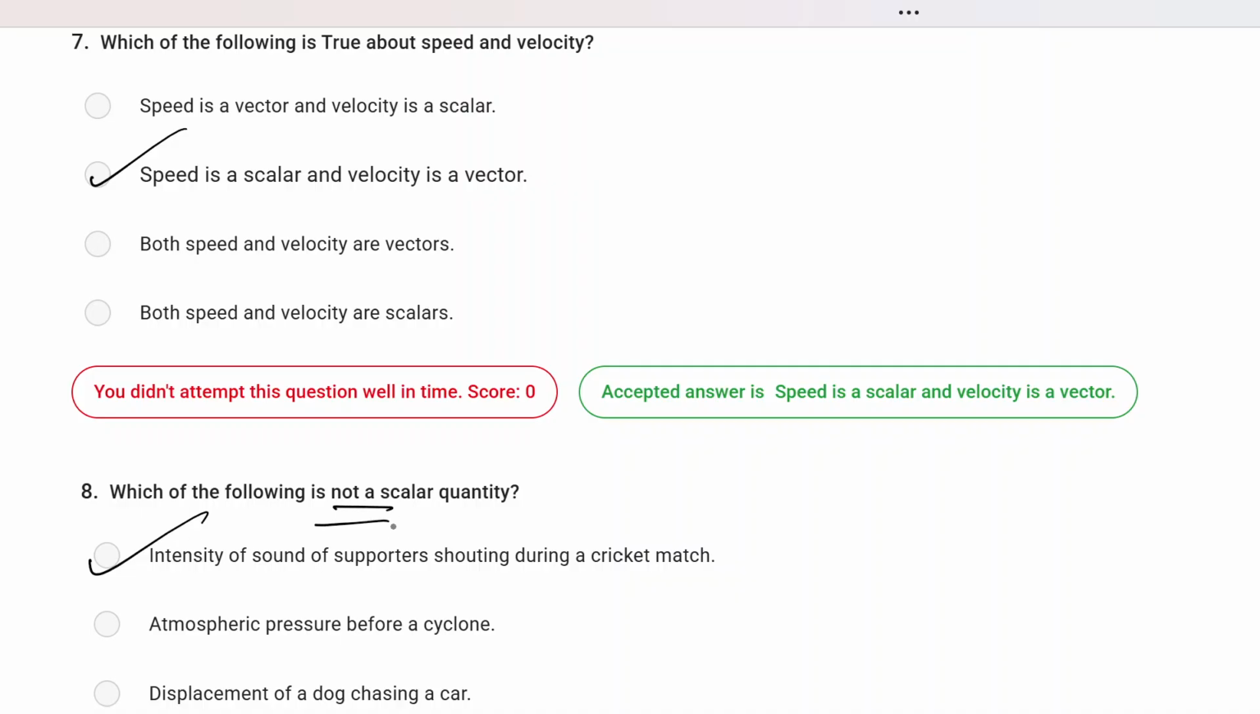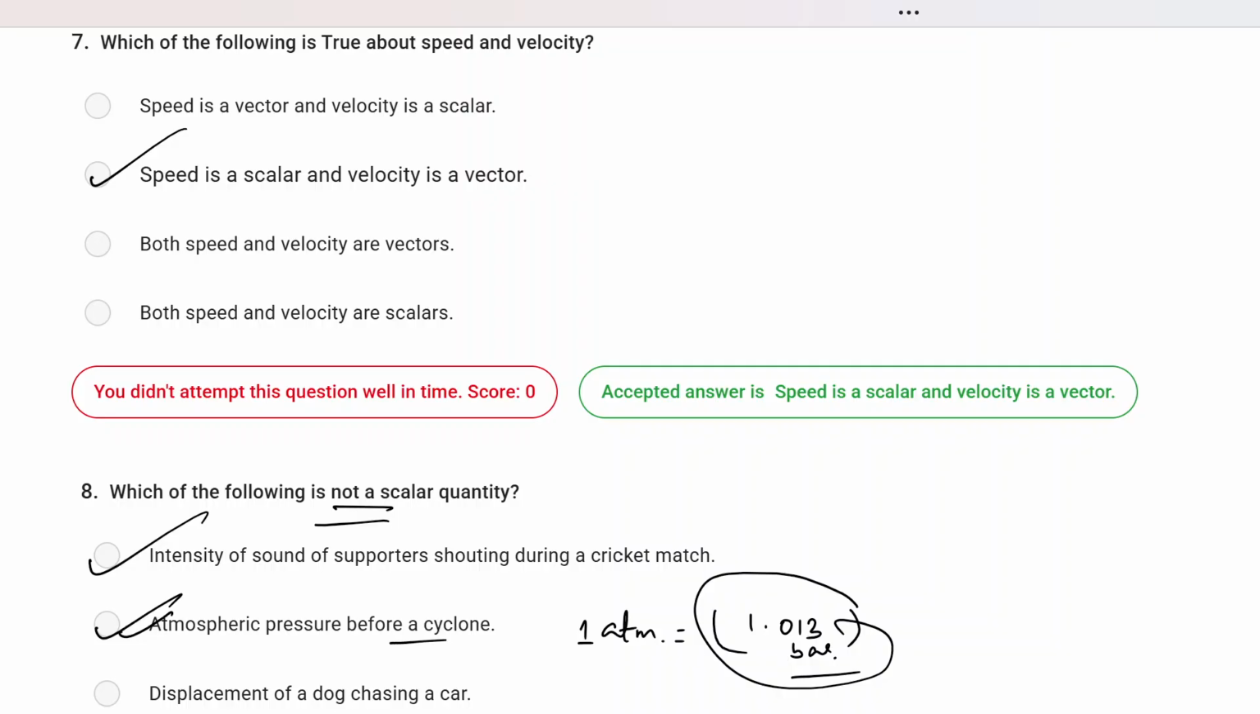They are asking which one is not a scalar. Now the second thing is atmospheric pressure before a cyclone. This is also a scalar quantity. Pressure is some quantity that you quote. Pressure can be in different units like bar. There can be atmospheric pressure units, atm. One atmospheric pressure is 1 atm, which is about 1.013 bar, if I remember correctly. Anyway, this is just a value. There is no direction associated with it. So this is a scalar quantity.